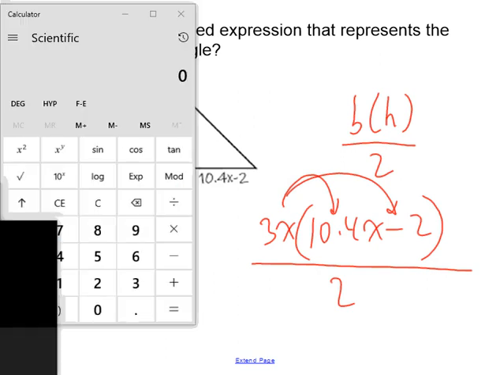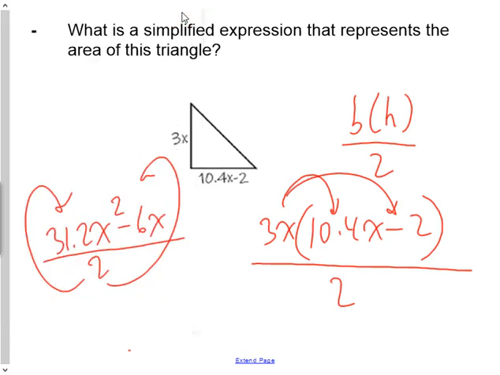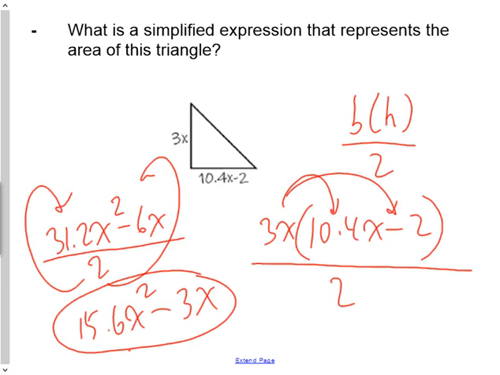31.2, if I take my calculator. No, that's not my calculator. 31.2 divided by 2 is 15.6. So your coefficient is going to be 15.6 x squared minus 3x. So your solution is the area of that triangle will be 15.6 x squared minus 3x.